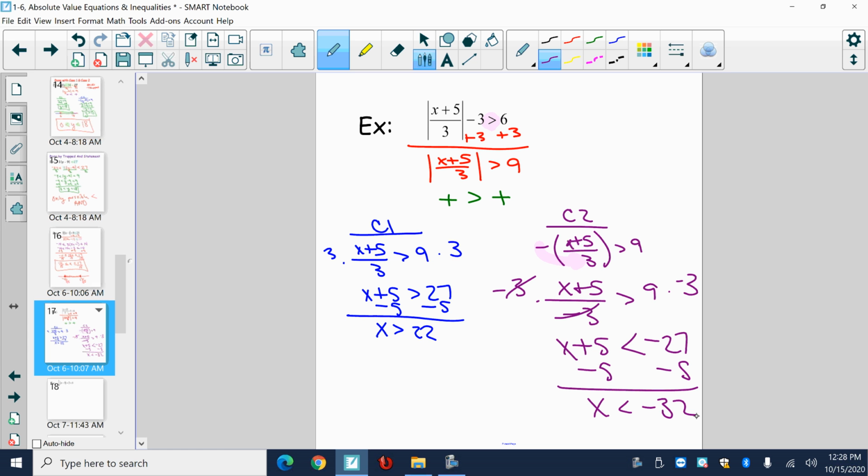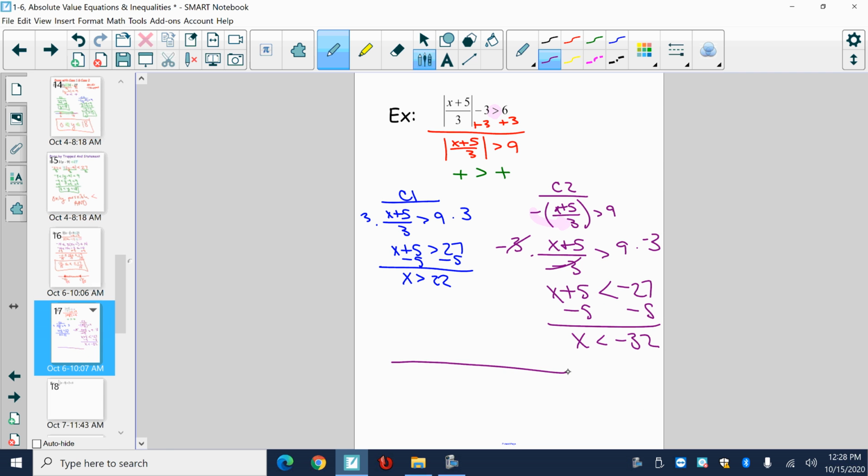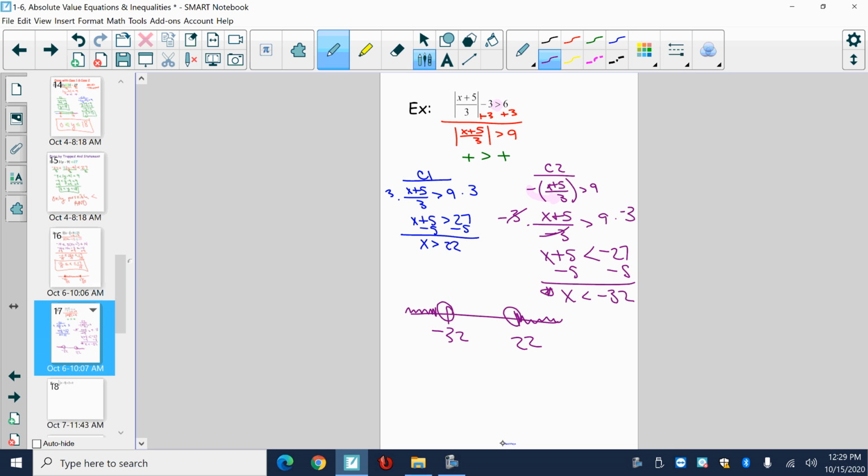Now remember, we know what an or statement is supposed to look like. An or statement is supposed to have the smaller number to the left, which is negative 32, the larger number, which is 22, on the right. If I graph the first one, x is less than negative 32, it is open and I shade down. If I graph x is greater than 22, it is open and I shade up. An or statement is 100% supposed to go in opposite directions. So my final answer, we read this from left to right, we place the word or in the middle, and then this is done.